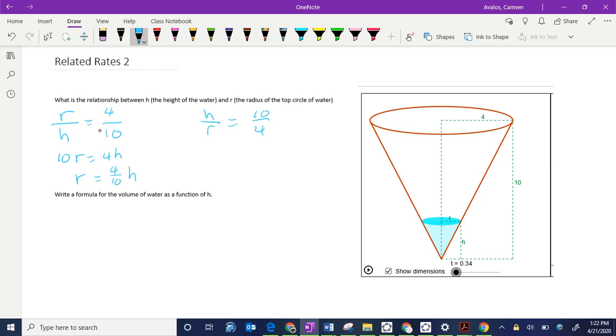And same thing over here. We do the same thing, and you end up with 4H equal to 10R. And so we end up with H is going to be 10 over 4 R. And then, of course, you could always reduce your fractions on there. If I actually do reduce my fractions, I am going to get 2/5. And same thing on this one here, I'm just going to erase this and write 2/5 R.